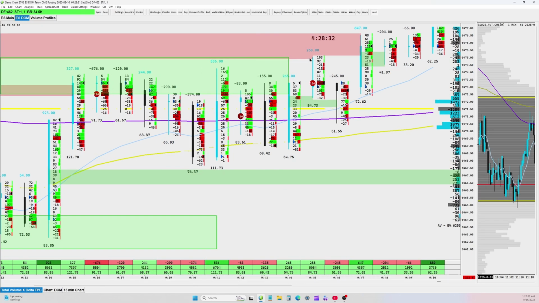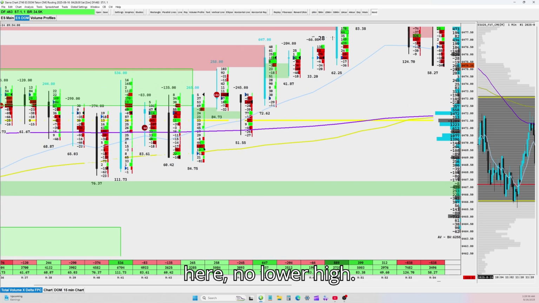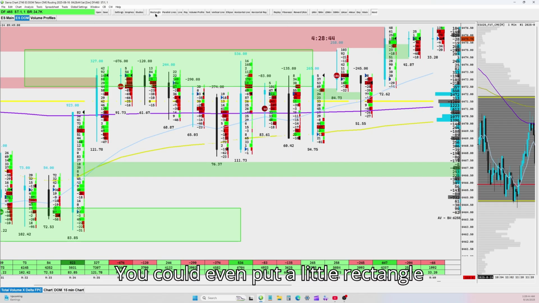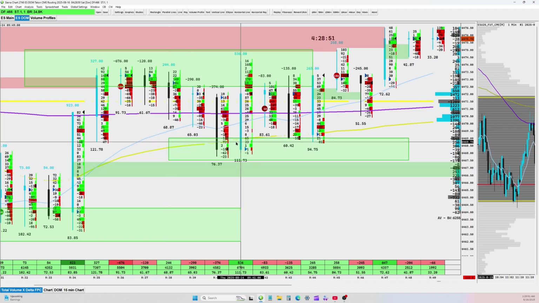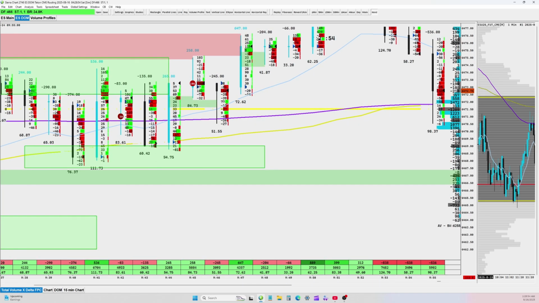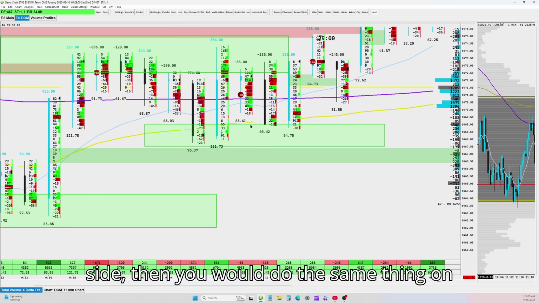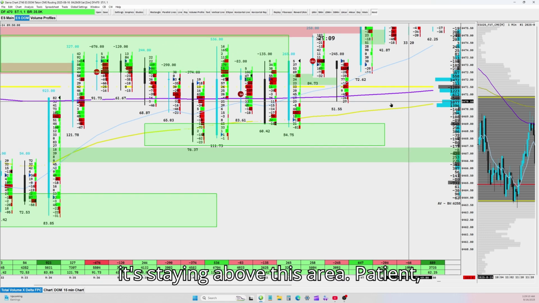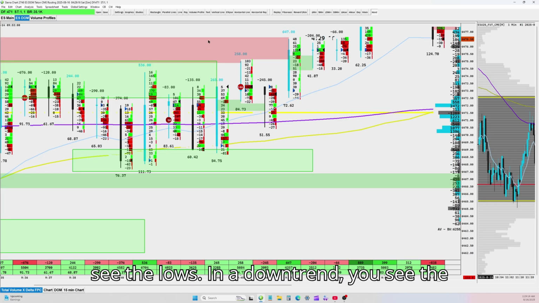And what do you see? Okay. Here. No. Lower high. You could even put a little rectangle here. Look, high. This area. Right? If it was on this side, then you would do the same thing on this side, but on the opposite side, whatever. So look, it's staying above this area. Patience. Higher lows. In an uptrend, you see the lows. In a downtrend, you see the highs.